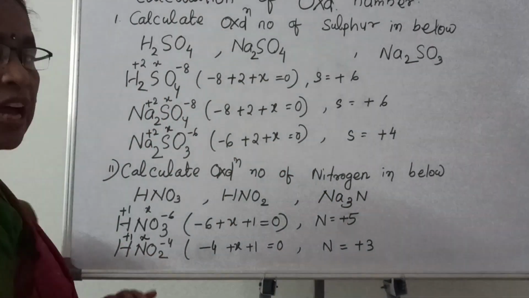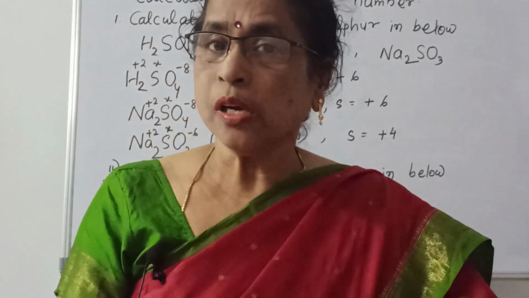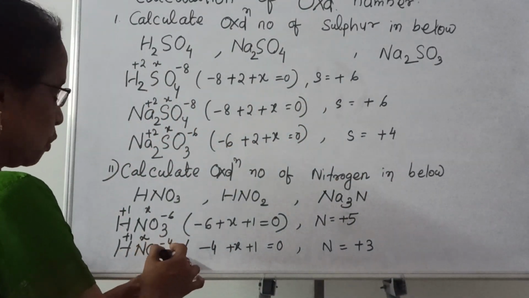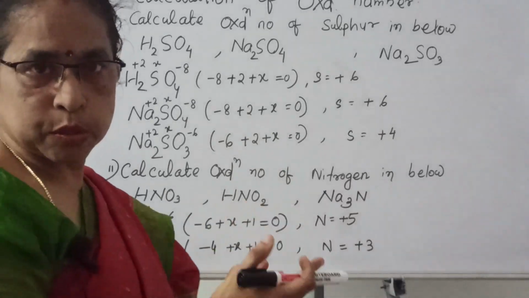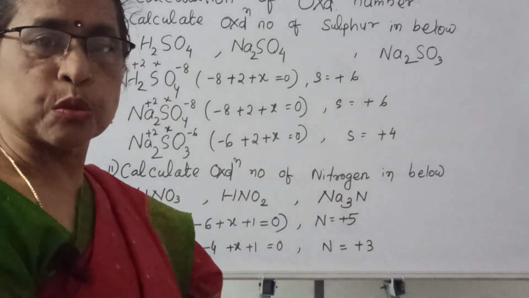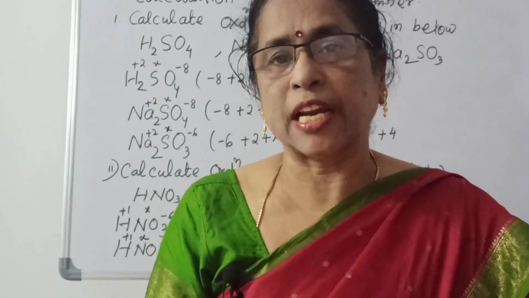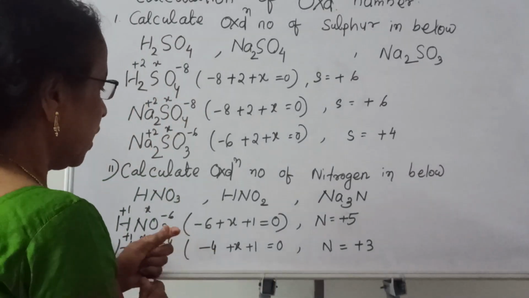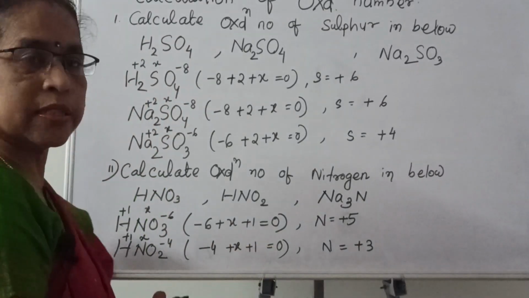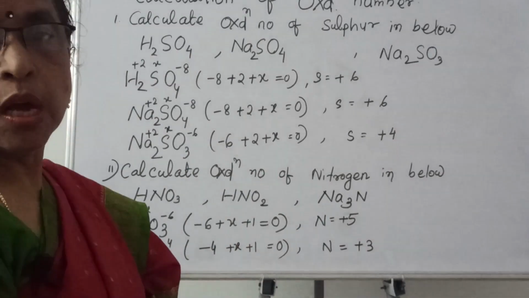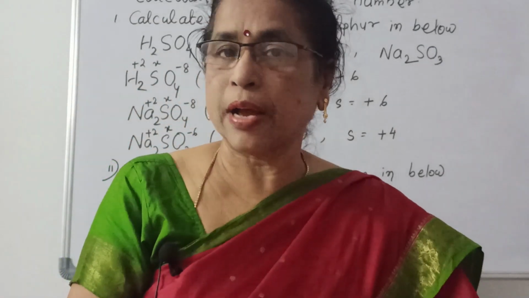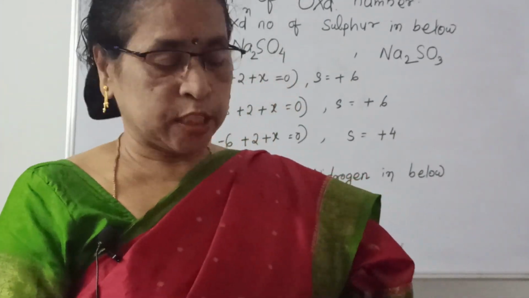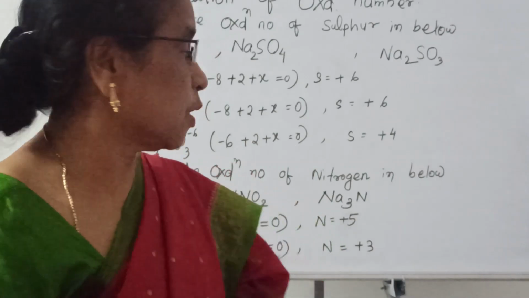Now HNO2, nitrous acid. What is HNO2? Nitrous acid. In nitrous acid, oxygen 2 into minus 2, minus 4, and hydrogen plus 1, and nitrogen X. So the sum of all the oxidation numbers of the atoms in nitrous acid equal to 0. So here minus 4 plus x plus 1 equal to 0. When you calculate the value of x here, that is plus 3. That means the oxidation number of nitrogen is plus 3.